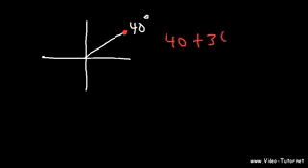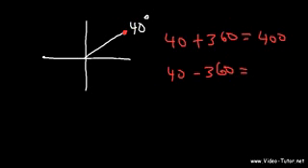Now, let's say you have an angle. Let's say your angle is 40 degrees. How can you find another coterminal angle, one which is positive and the other which is negative? A coterminal angle is another angle that is on the same spot but that has a different value. To find two coterminal angles, simply add 360, so this would be 400, and subtract 360, so this would be negative 320.